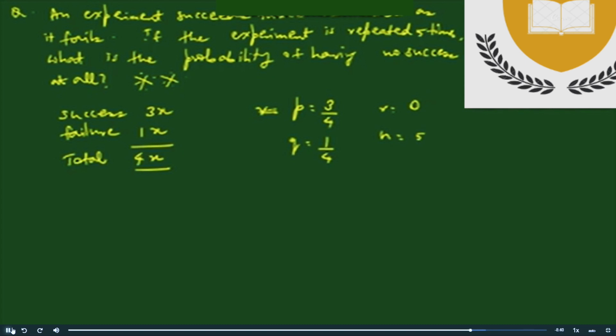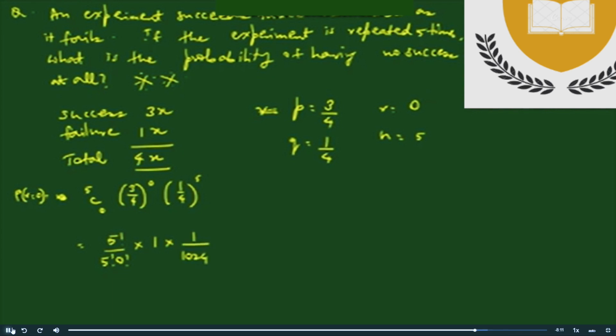So P of R equals 0 is equal to NCR, 5C0 into 3 by 4 to the power 0 into 1 by 4 to the power 5 minus 0, which is 5. This is very simple. 5 factorial by 5 factorial into 0 factorial into 1 into 1 by 1024. This is also 1. This is 1. So 1 by 1024 is your answer.